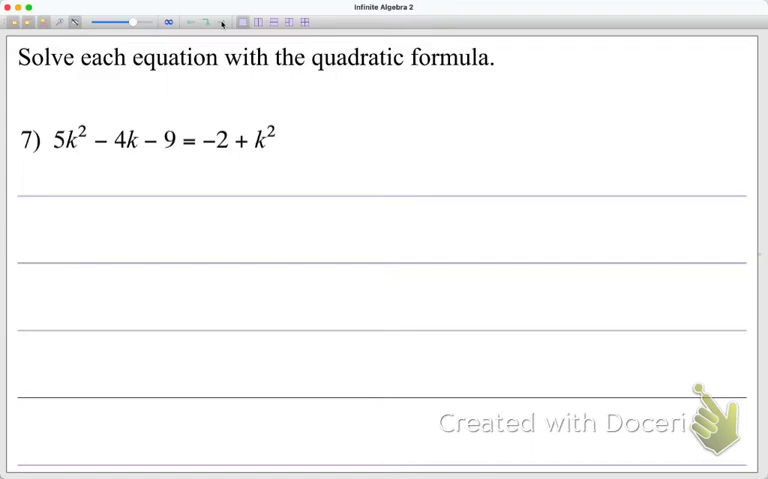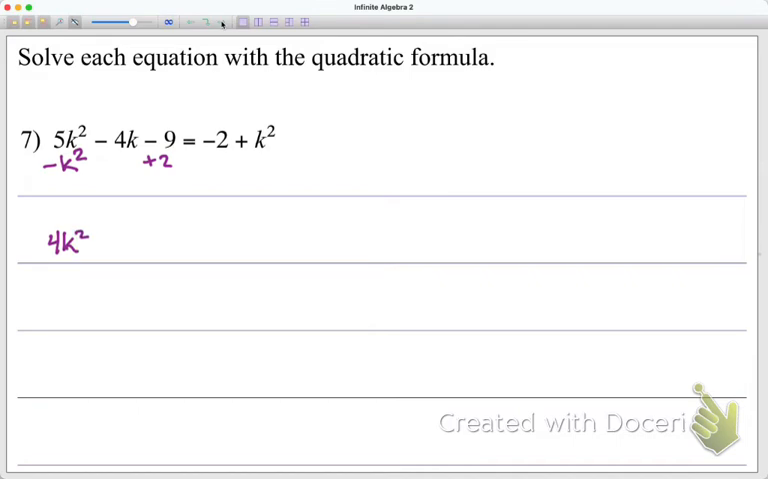All you have to first do is set it equal to what, guys? 0. So I'm going to add the 2 and subtract the x squared. Yeah? And what do I get? Cole, what do I get when I subtract the k squared? What do I get? Yep, 4k squared.